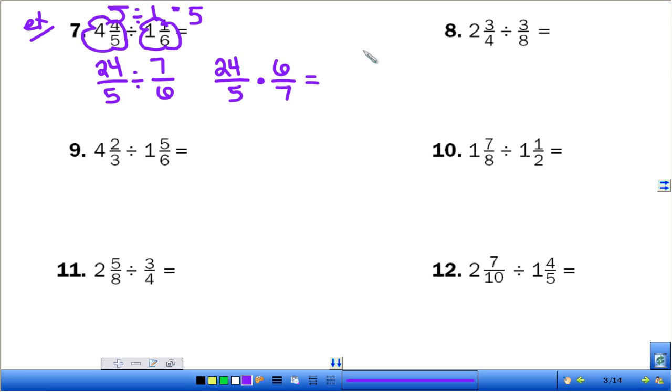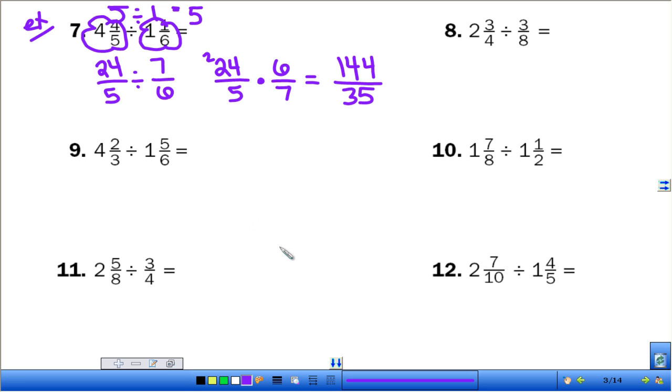Let's see. 6 times 4 is 24. And then we would carry the 2. And then 6 times 2 is 12, plus 2 is 14. And then what's 5 times 7? 35. So now what we need to figure out is how many times does 35 go into 144?